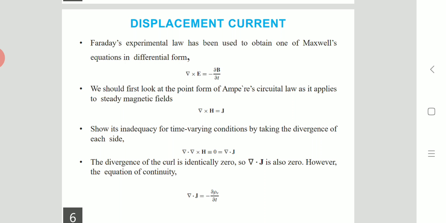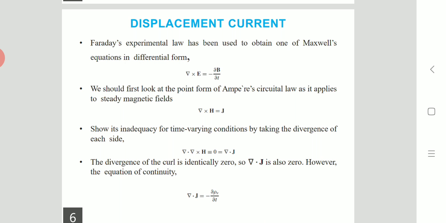Now let us see one more concept, the displacement current. Faraday's experimental law has been used to obtain one of the Maxwell equations in differential form. So to know about displacement current, let us consider the Maxwell equation from Faraday's law in differential form or point form, that is del cross E is equal to minus dou B by dou T.